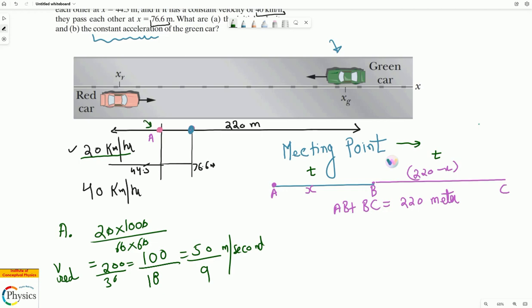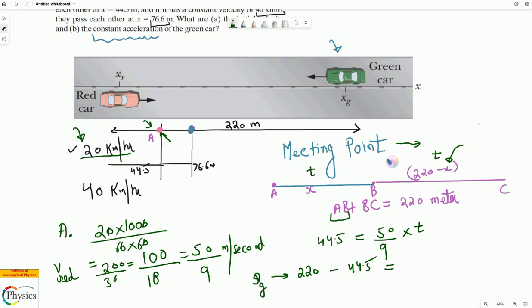Let's start writing the equation for A. The distance covered by the red car is AB, right? Let me write the first meeting point, which is here. The total distance covered is 44.5, which is equal to how much? The velocity of A is constant. Remember, this 20 kilometer per hour is a constant velocity, into t. And the balance distance, which is 220 minus 44.5, is the distance traveled by the green car. So this is the displacement of the green car.